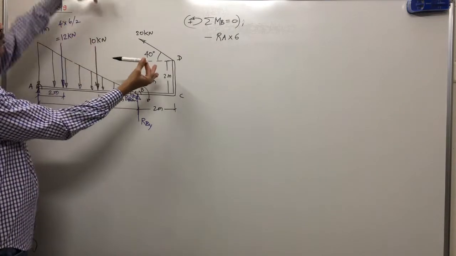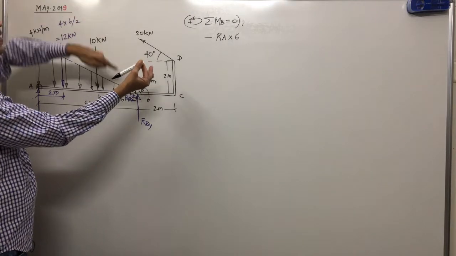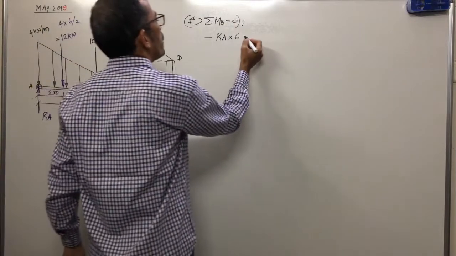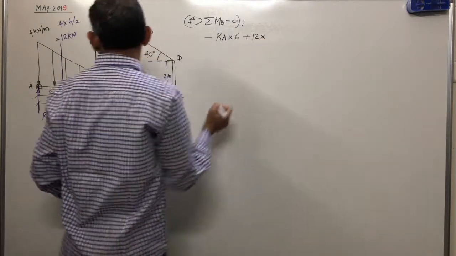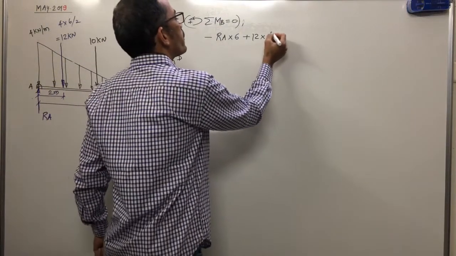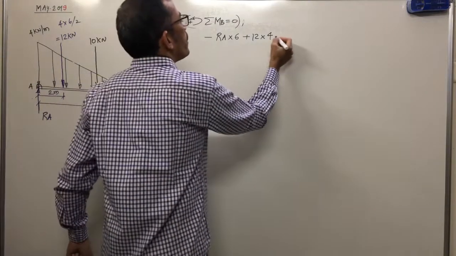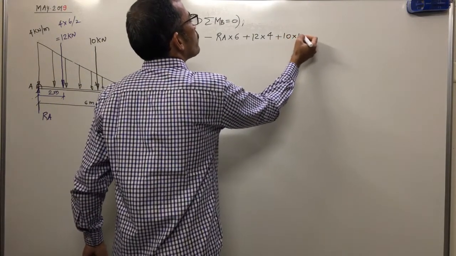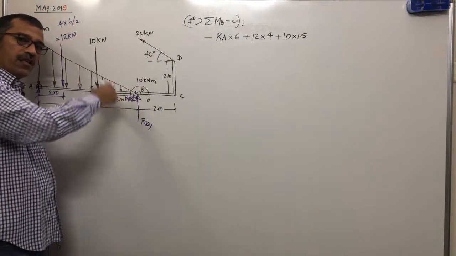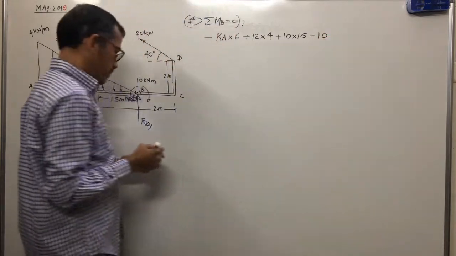Moment of 12 kilonewton about B. Hold it at B. The force is on the left side, downward. How will the pen rotate? Anti-clockwise. So plus 12 into what distance? This is 2 meter, this is 6 meter, which means 4 meter. Same thing, moment of 10 about B is again anti-clockwise, plus 10 into 1.5. The 10 kilonewton meter clockwise couple means minus 10.